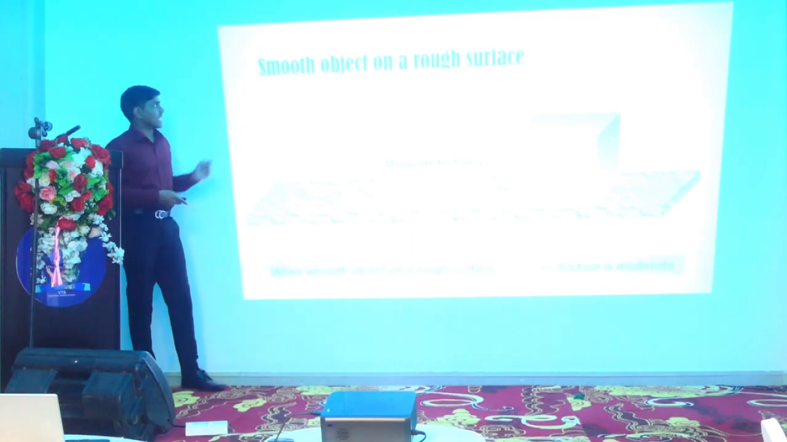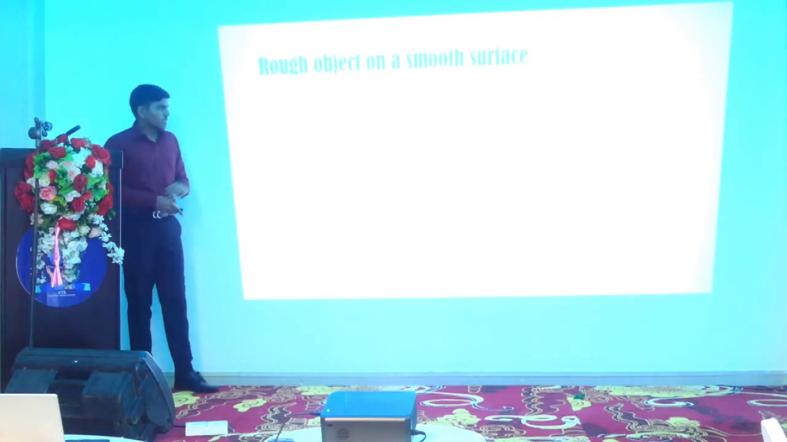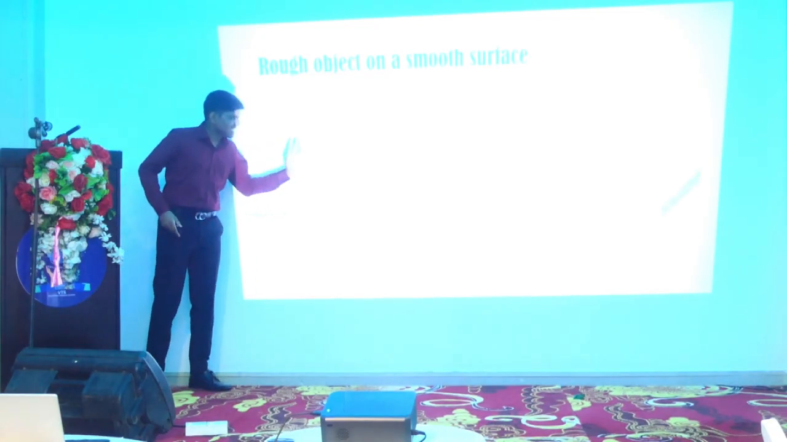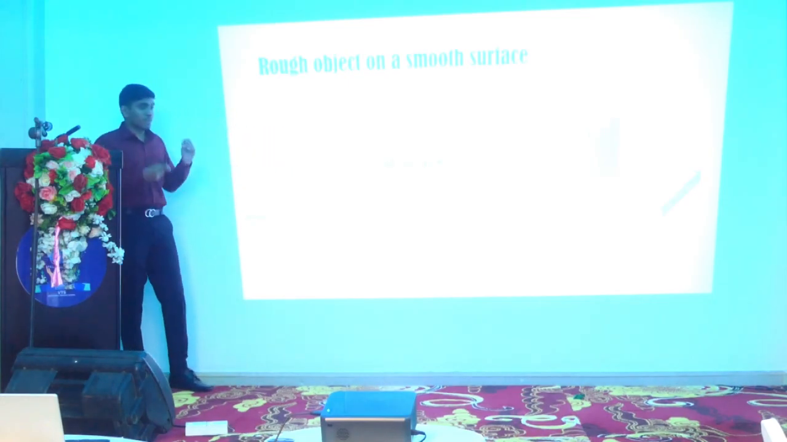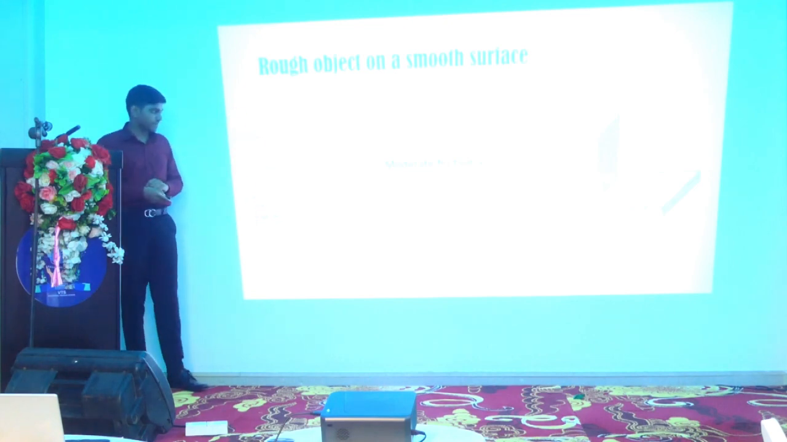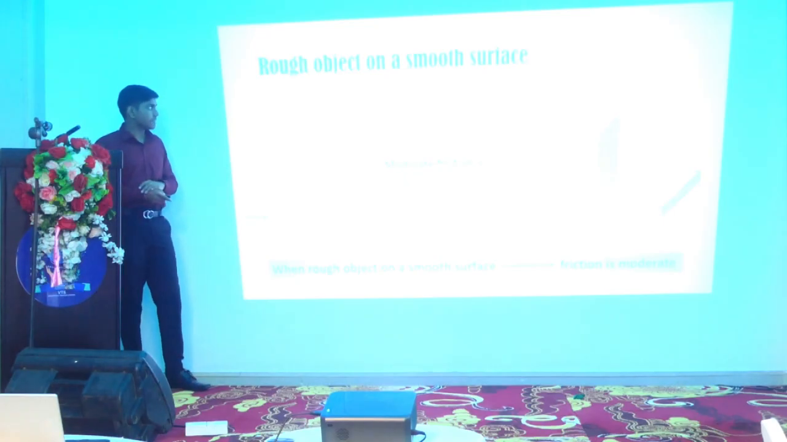Now let's go to the third case. Rough object on a smooth surface. Let's give it a push. Like the second one, it's somewhat hard, but I can still manage. So here also, because of the roughness of one surface, the friction is moderate. Okay, now let's see the final case. Rough object on a rough surface.